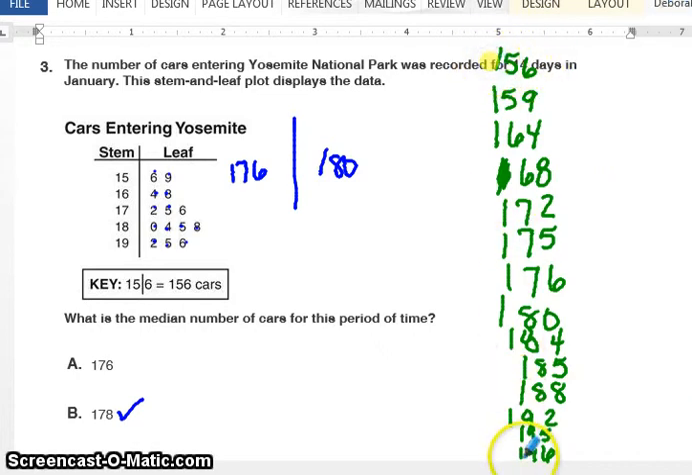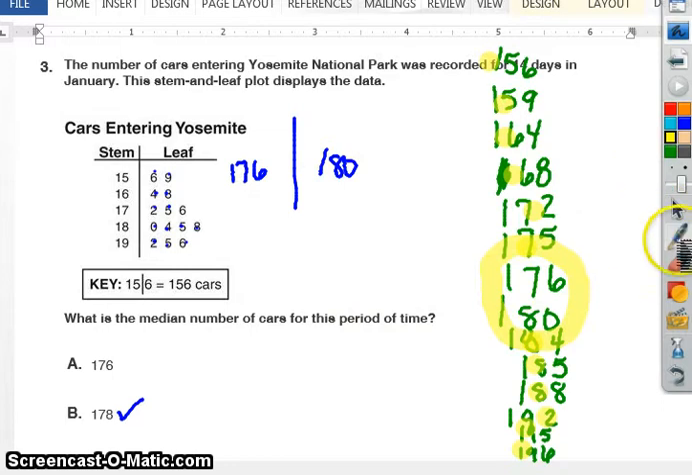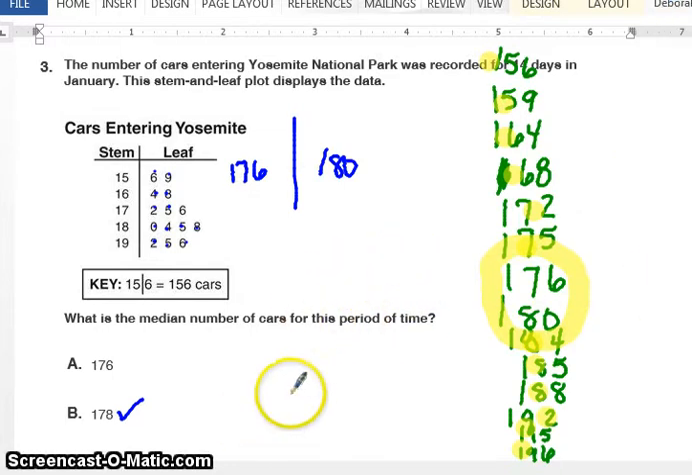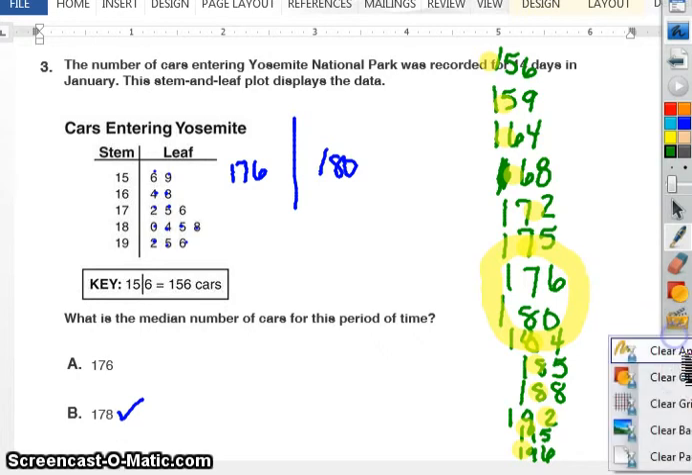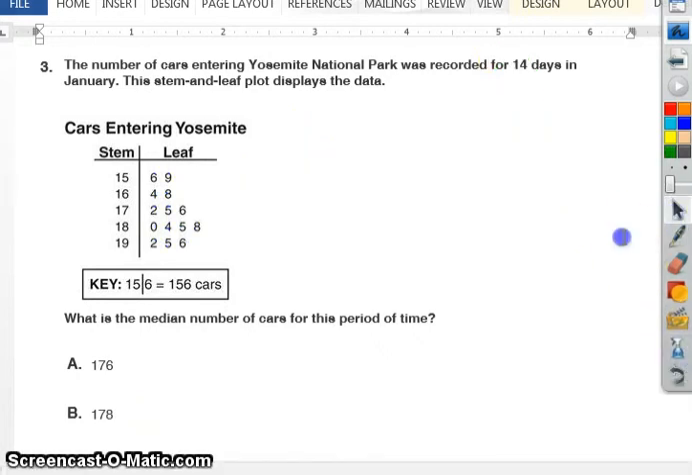median mafia, 3, 3, 4, 4, 5, 5, 6, 6. You've got 176 and 180 left in the middle, which is what I showed you here. And right in between the two of those, you add them and divide by 2, you get 178. So there's 2 ways to do that one.